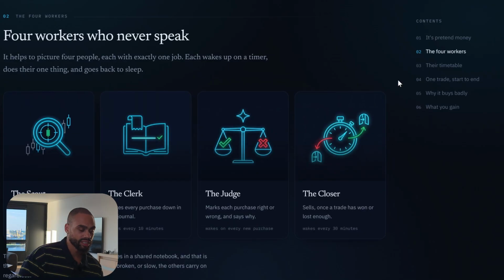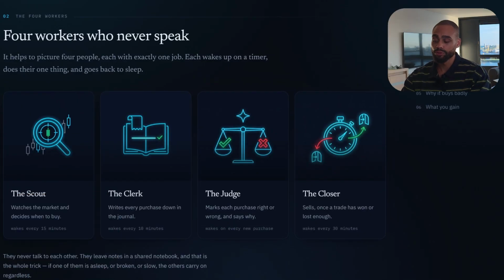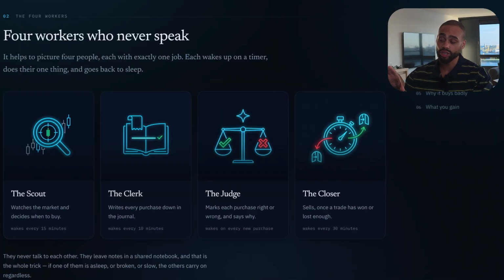The automation itself, how does it work? We have 4 workers, basically. The first one is going to be the scout. The scout is going to be watching the market and looking for opportunities to buy and actually also placing the trades if he likes what he sees.